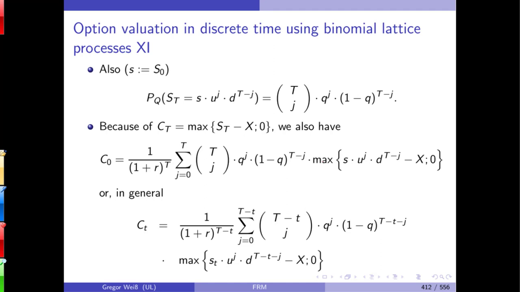The probability here for the stock price after T periods, let's say T equal to 155 or something like that, is the probability that the stock has started at S and then gone up J times, and then it can only have gone down T minus J times. Ja? Der Aktienkurs fängt bei S an, und wenn er J mal hochgegangen ist, kann dann noch T minus J mal runtergegangen sein. Ja? Und das ist dann die Wahrscheinlichkeit hier.